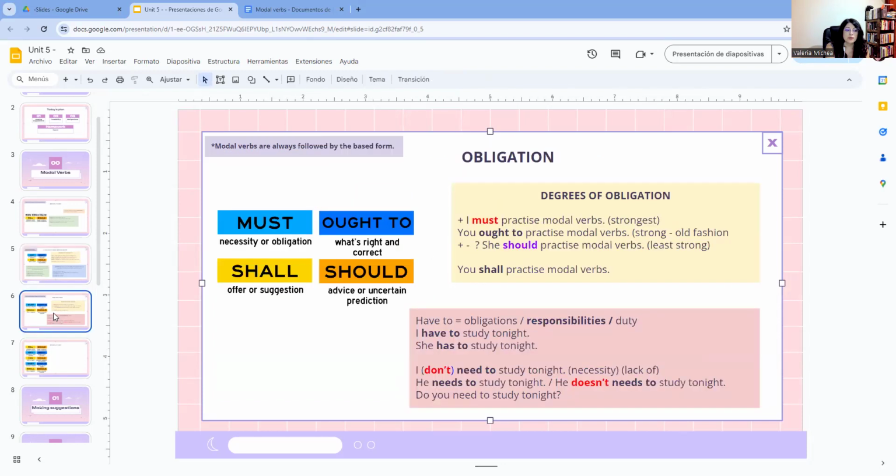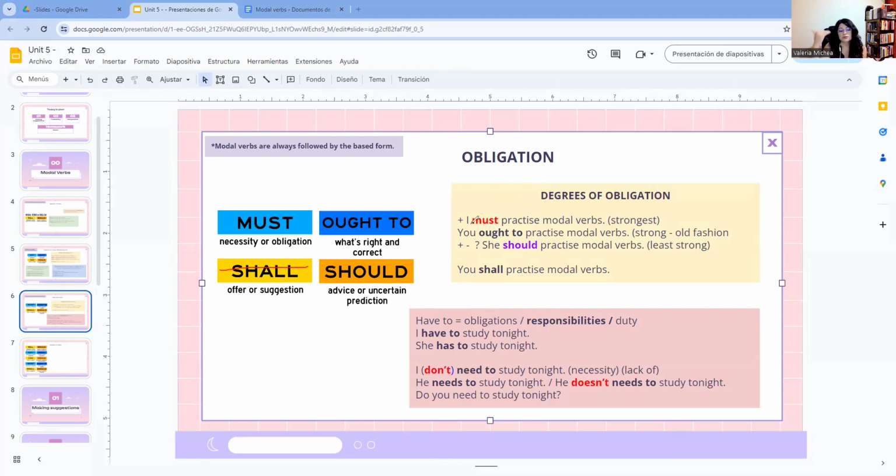What else? We also talked about obligation, and I told you that it's not very common to use shall in English, so I don't recommend using it. And also it's not about obligation, so it shouldn't really be here. So when we are talking about obligation, we most commonly use must, ought to, and should. Must is very strong. Ought to is quite strong too, but it's not very used nowadays. It's old-fashioned. So I wouldn't recommend using it.